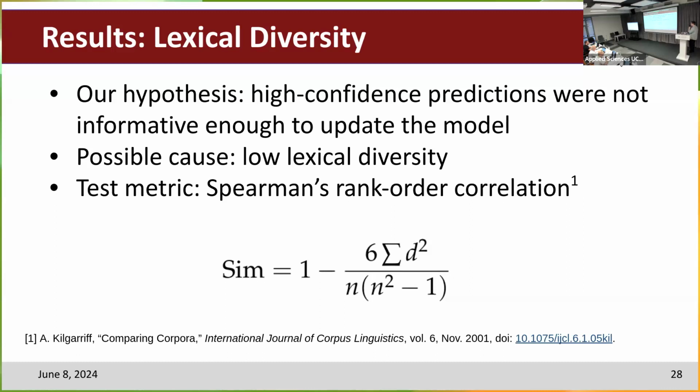And as a test metric, we used Spearman's rank order correlation. This method was proposed by Kilgarriff, who simply ranked the words in the corpora by frequency and then computed this metric between the ranks. So a higher correlation score corresponds to lower diversity; a higher score stands for higher similarity between two corpora.